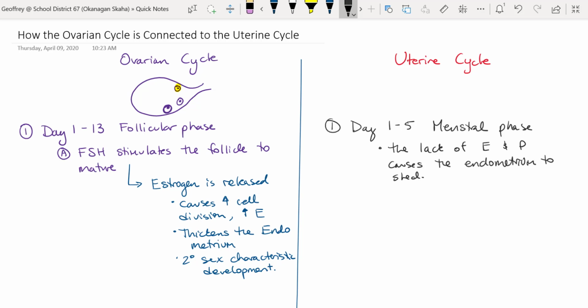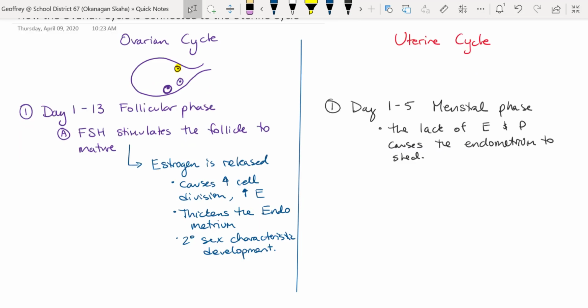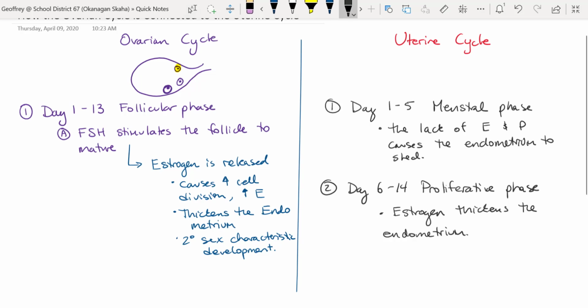So this brings us now to the proliferative phase. And so the second part here is we have day 6 to 14, and this is the proliferative phase. Because those granulosa cells are getting bigger and there's more of them, they're producing more and more estrogen. So what we get is estrogen thickens the endometrium. And so you can see how the follicular phase is now affecting the uterus, or how it's connecting.